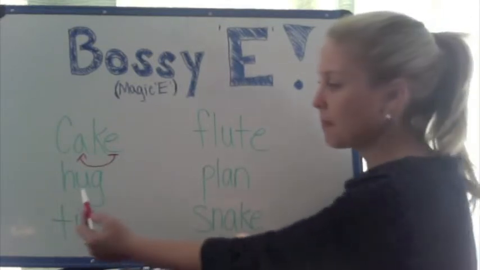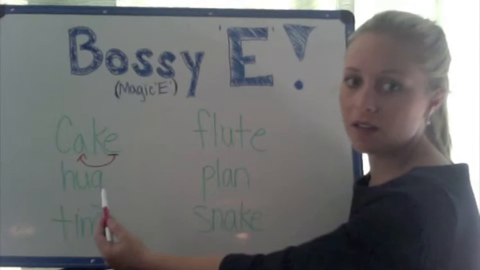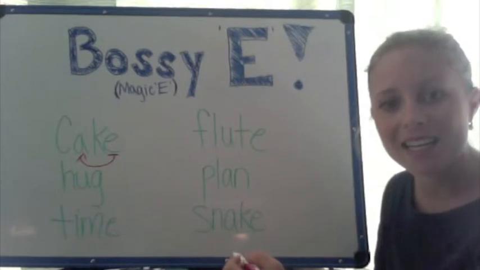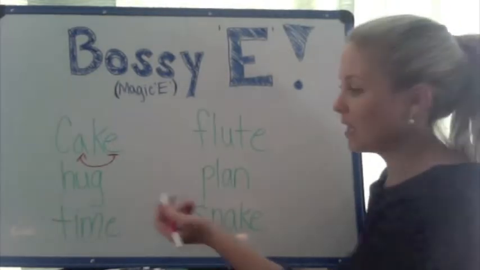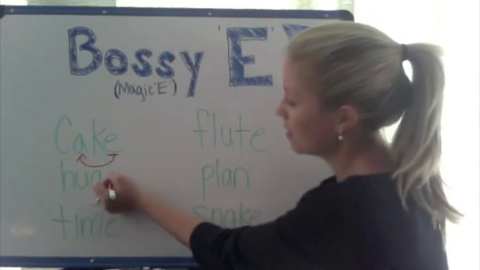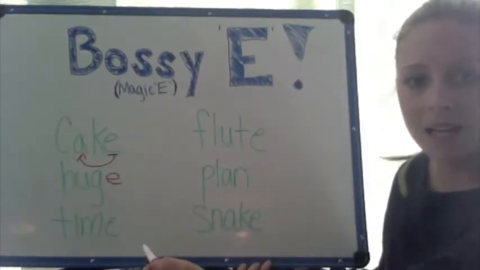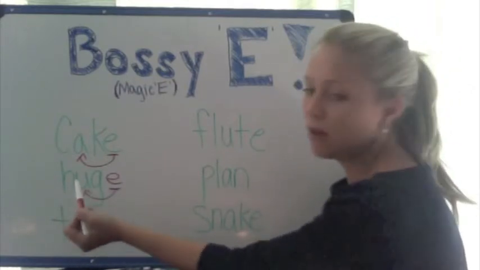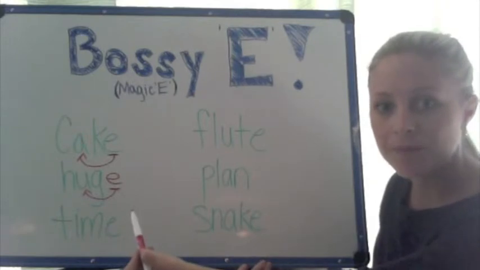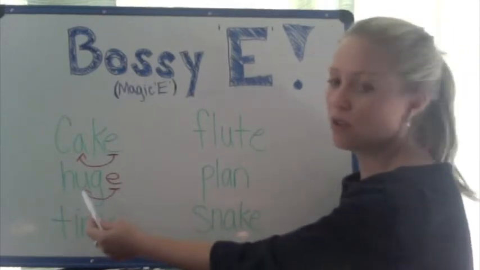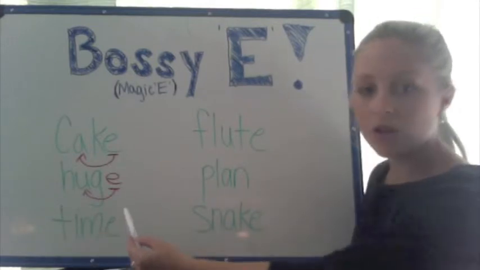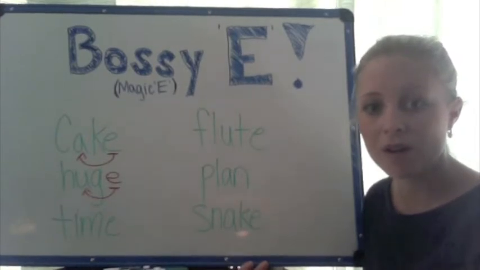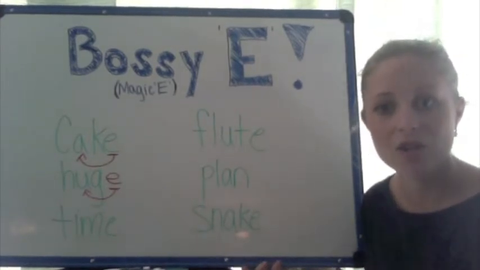Let's try it. Hug. What would happen if I added an E to the end of this word? What if I made this end in a bossy E? Now let's try. We know to look at the E and skip over to our vowel, and now the vowel is going to say its name. So let's try. Huge. Huge. Does that change the meaning? Yeah, because before the word was hug, and now it's huge.